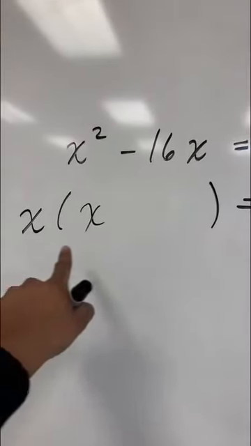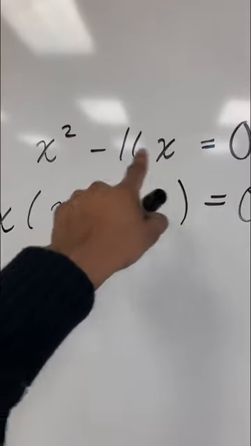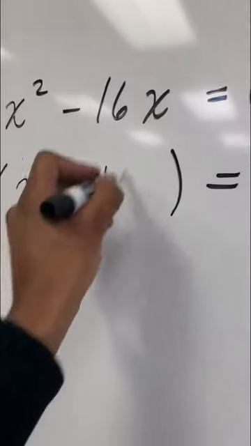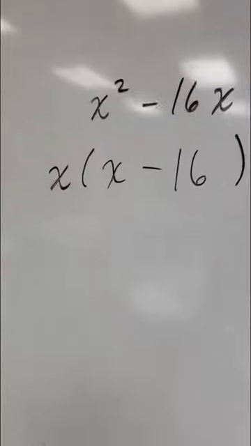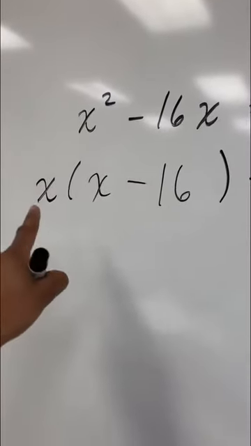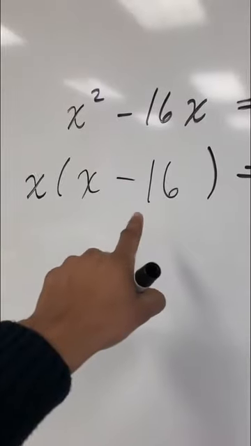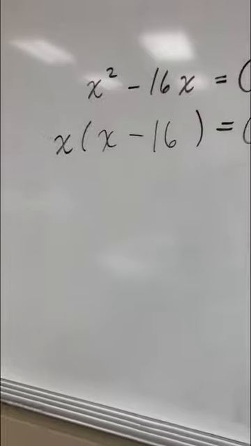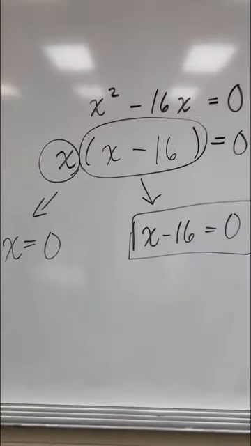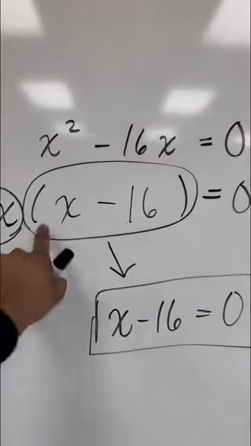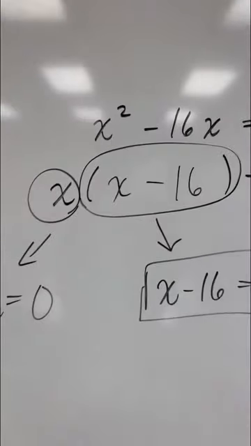Now, if I do x times a negative 16, I'll get a negative 16x. So that's why in parentheses I write negative 16. So now I'm looking at x times x, that's x to the second power. I'm looking at x times a negative 16, and now I have a negative 16x. That's how we factor. So we call this factoring because we broke these up into two factors. X times these parentheses, those are your two factors.